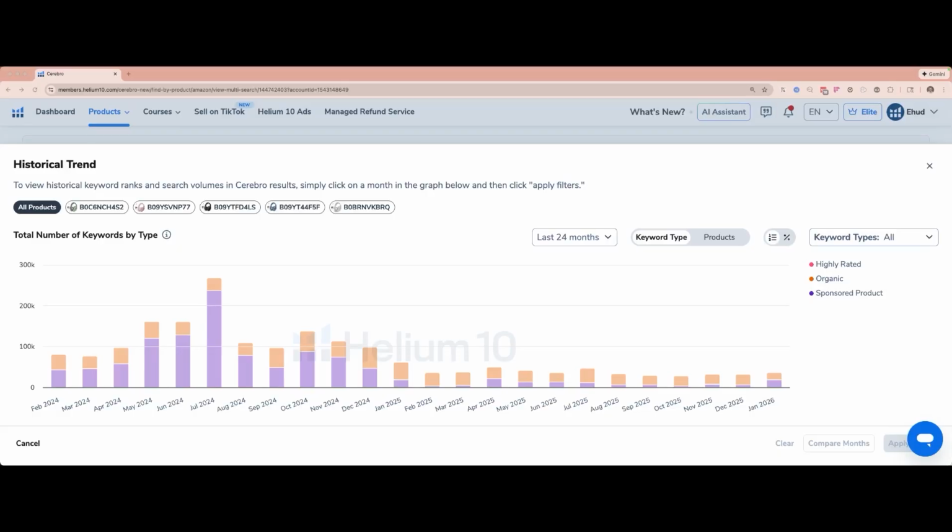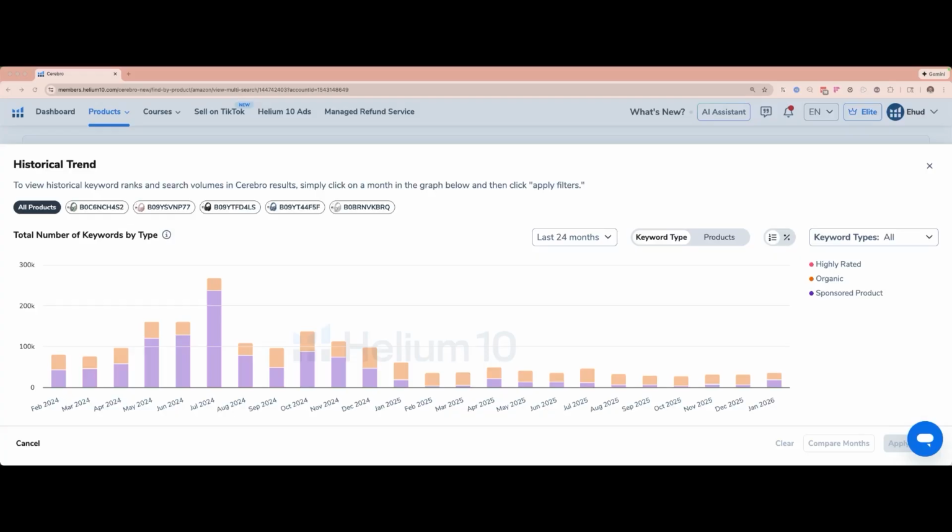All right, so now that we looked at the trends and understand what changed over time, this is where I usually like to stop looking at the chart and start to actually dig into the keywords. So one really useful thing about this view is when you click into a specific month, Cerebro basically lets you look back in time. So instead of guessing what this product used to rank for, you can actually see it.